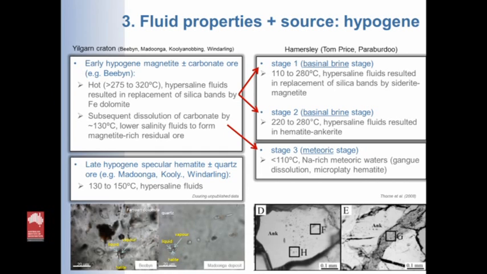In the Yilgarn, which has a lot of the specularites, such as Koolyanobbing, very large crystals of crystalline hematite there, they also record fluids which are lower temperature and hypersaline. We don't seem to see them so much in the Hamersley.